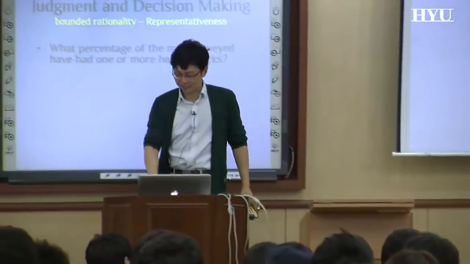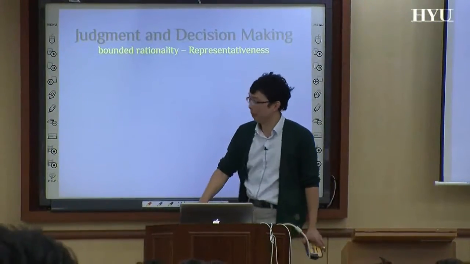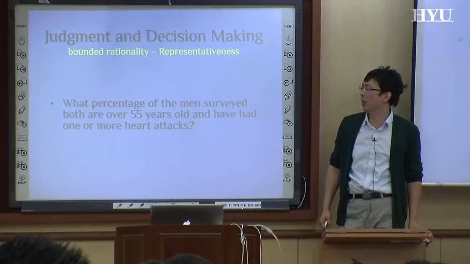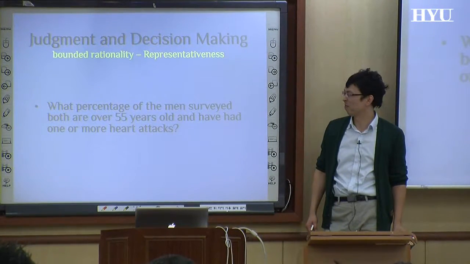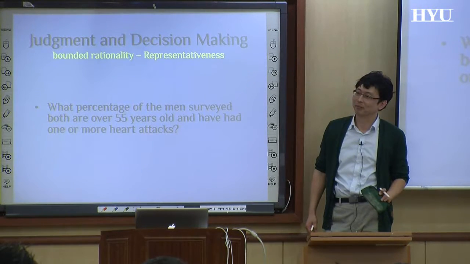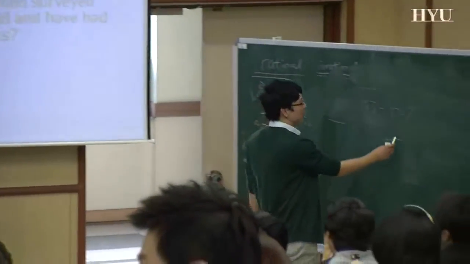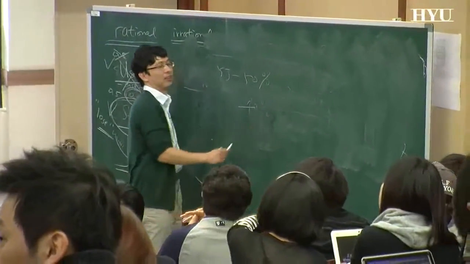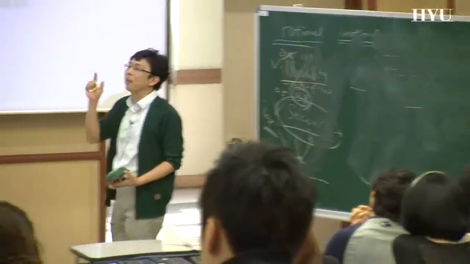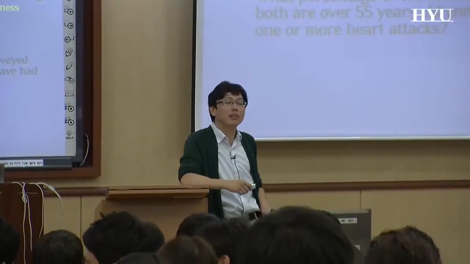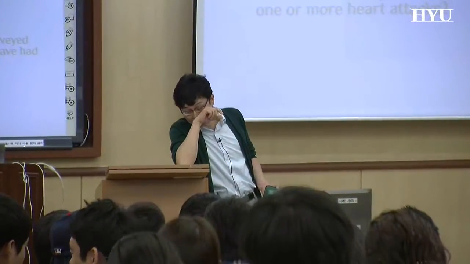Same question. I just add a couple more words in here. What percentage of the men surveyed over 55? 90%? Okay. The first question is 50%. Second question is 90%. Okay, why did this happen? We have only added two words, 55. Because you have seen too many older people having a heart attack, rather than young people.